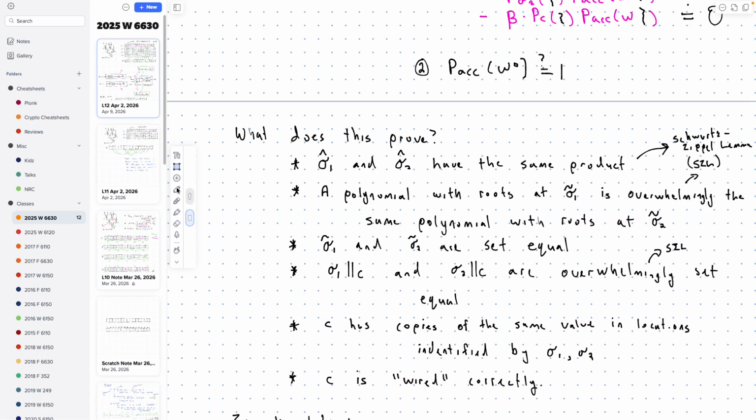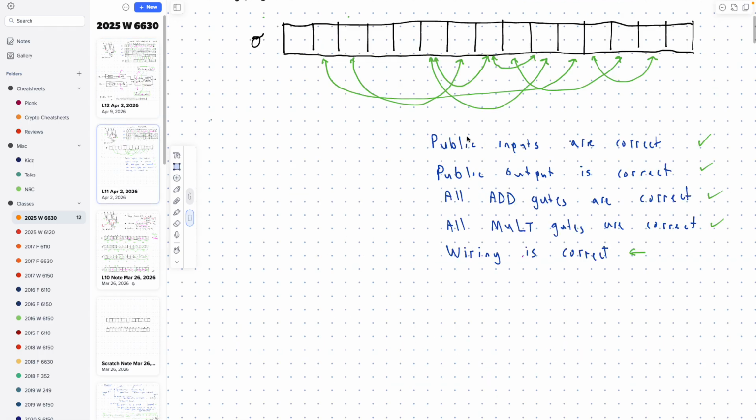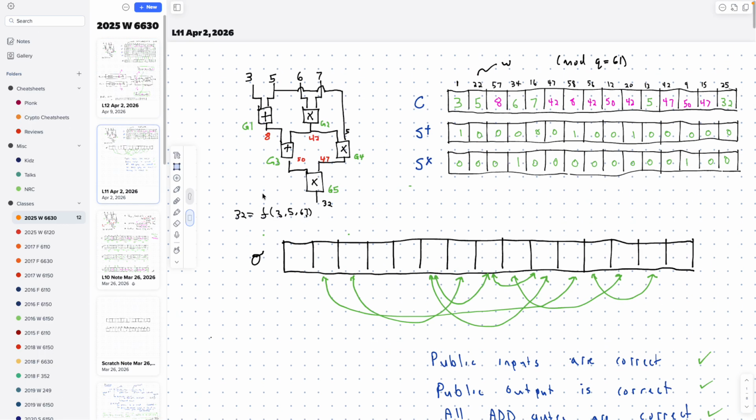And so if all of these things are correct, then this circuit is correct. This 32 is the correct output of 3, 5, 6, 7 being fed through this circuit. It gives you 32 as a result.